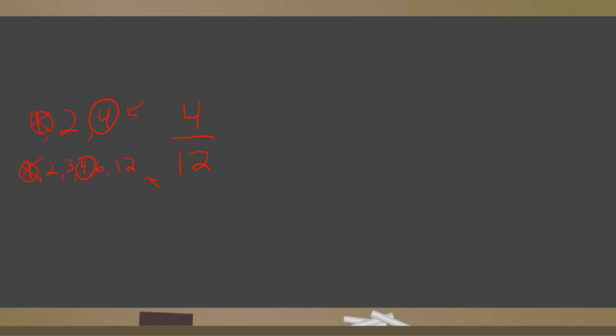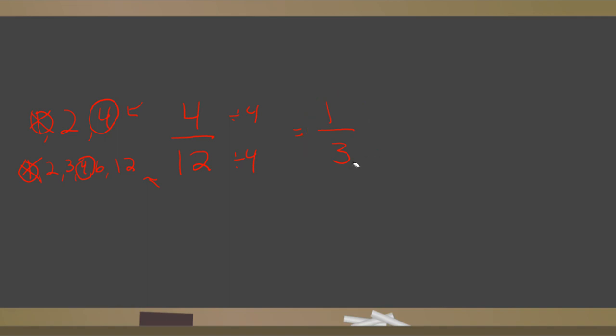We don't need them. So I'm going to take both of my numbers and I'm going to divide them by 4. Well, 4 divided by 4 equals 1. 12 divided by 4 equals 3. So 1/3 is going to be my simplest form. So 4/12 and 1/3 are equivalent, but 1/3 is my simplest form.